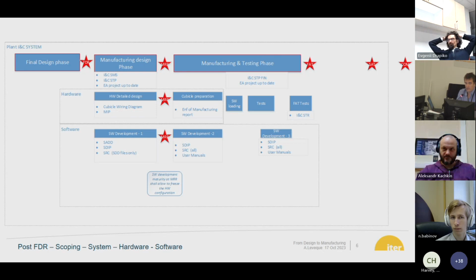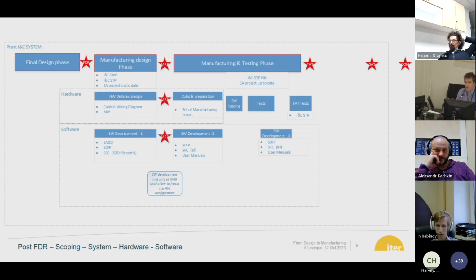When we start the manufacturing design phase, there will be activities which remain at the system level, but there are activities which will be purely hardware and activity which will be purely software. And the goal of the MRR is really to focus on the hardware. The software aspect, when we look at the criteria for MRR, we will have a look later. It is really not much relevant for software development.